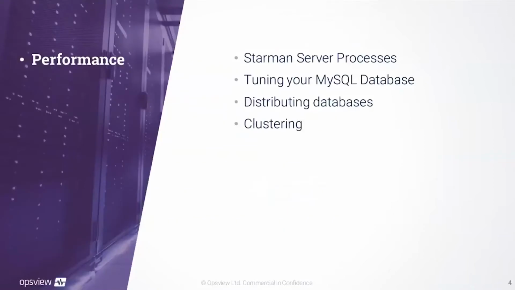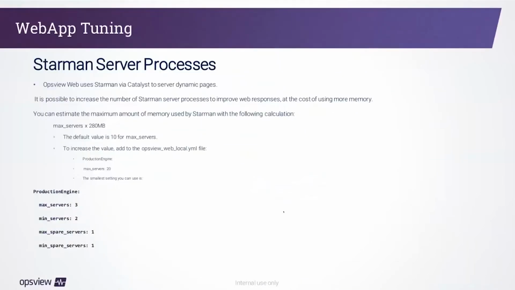So performance. So this little section is aimed at those of you who have quite a busy Opsview installation, quite a well-used Opsview server, and you find that your web UI is not quite as performant as you'd like, so it doesn't respond particularly quickly, or sometimes you see the occasional 503 where it can't service a request. And that's because we use a web front end called Starman that talks to Catalyst and serves the dynamic pages that you see in your Opsview installation. This is the same for Opsview 5 and 6, so this will apply to both versions.